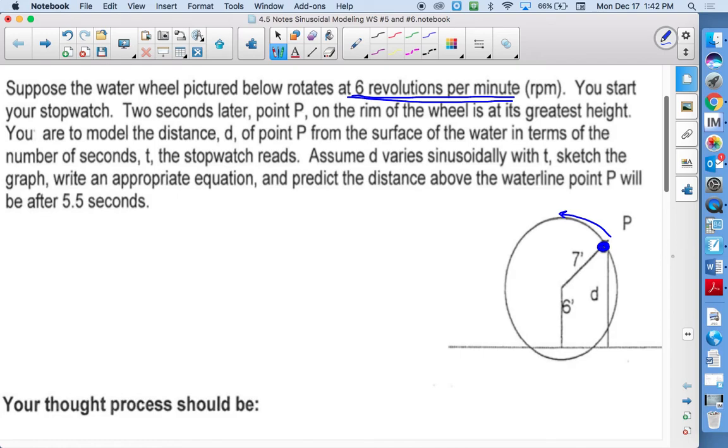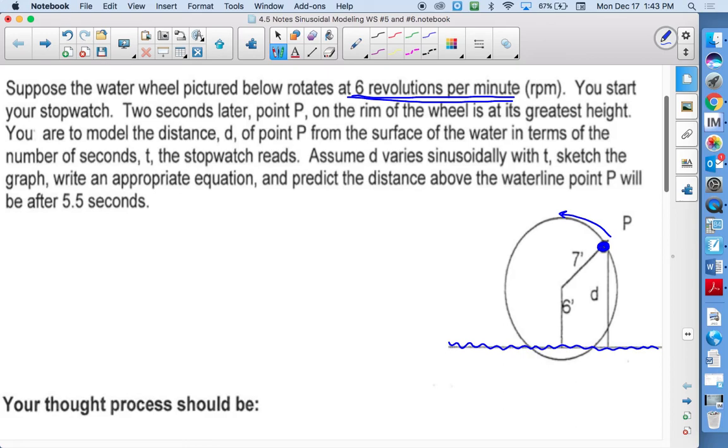You are to model the distance d of point P from the surface of the water in terms of the number of seconds t, based off of what your stopwatch is telling you. This is the water here. So the x-axis is the water. The wheel has to go in water to pick up water. If it was above it, it wouldn't get any water. So your goal is to write an equation, a sine or cosine equation, to show wherever the bucket is, the distance from the bucket to the water. That's our end goal, based off of a given number of seconds.